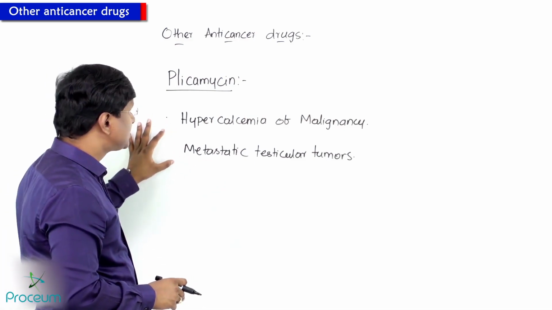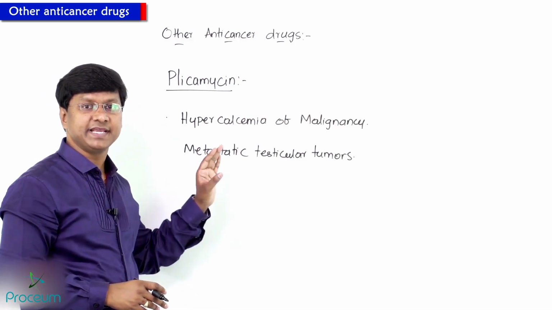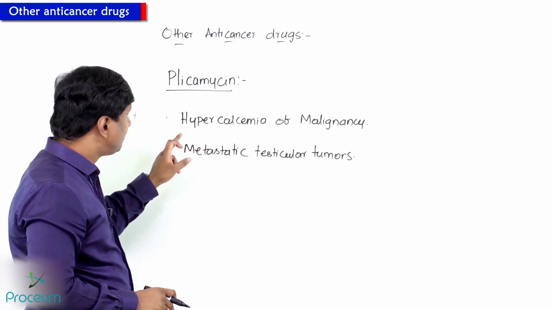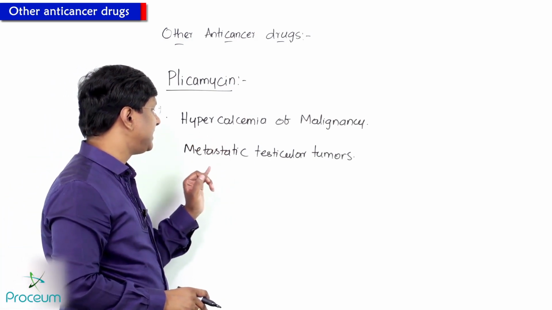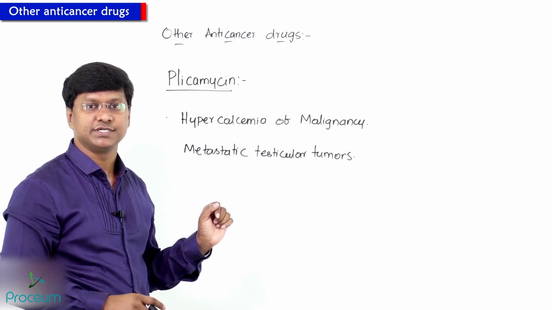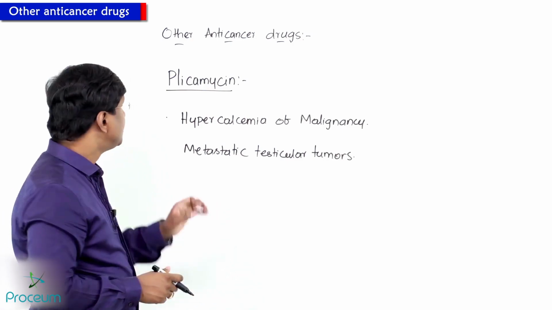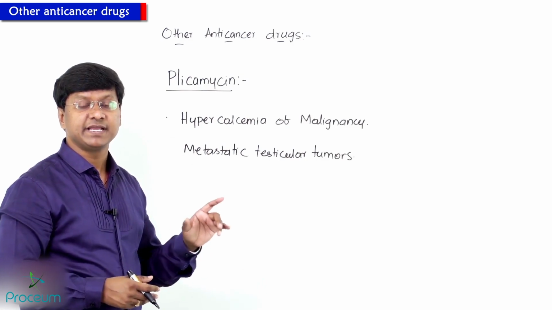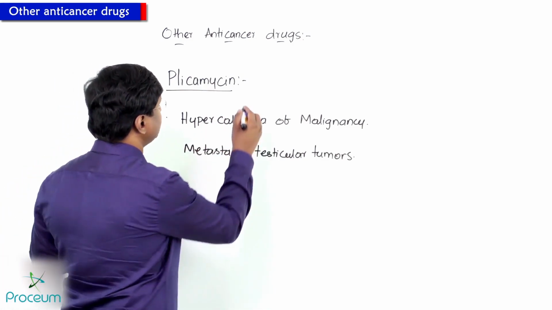Now why is Plicamycin used in these particular malignancies? Remember, in both hypercalcemia of malignancy and metastatic testicular tumors, there are increased serum calcium levels. If you use this particular Plicamycin, it will decrease the serum calcium levels.